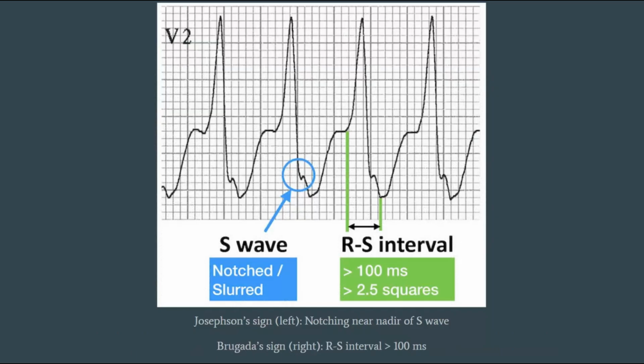Now, take a look at an example of Josephson's sign. This is characterized by a notching near the nadir of the S wave, a distinctive marker of VT. Finally, here is an example of Brugada's sign. You can see that the RS interval exceeds 100 milliseconds, further supporting the diagnosis of ventricular tachycardia.